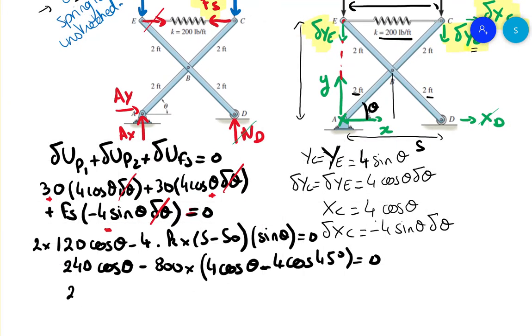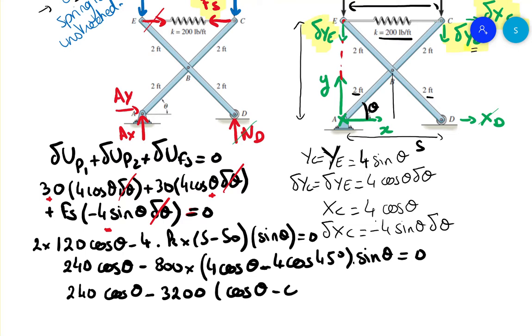Okay, so we have 240 cosine theta. Did I forget the sine theta somewhere? Yes, I forgot the sine theta: times sine theta is equal to 0. So 240 cosine theta plus 3200 (cosine theta minus cosine 45) times sine theta, it's equal to 0.